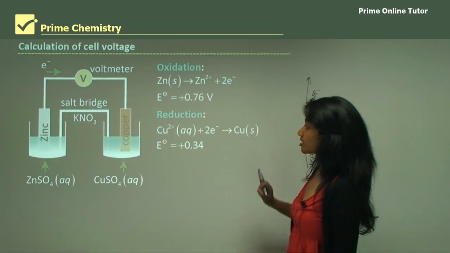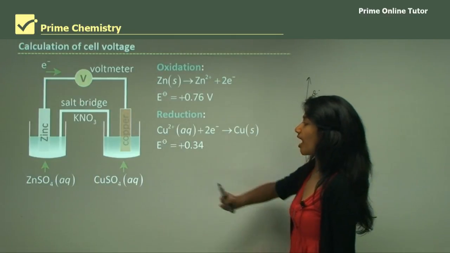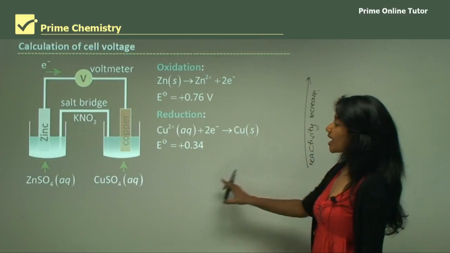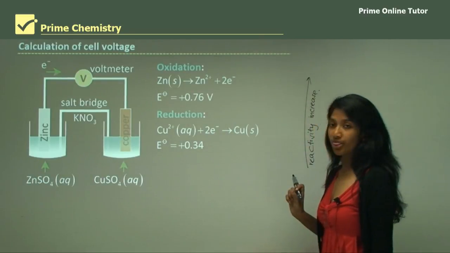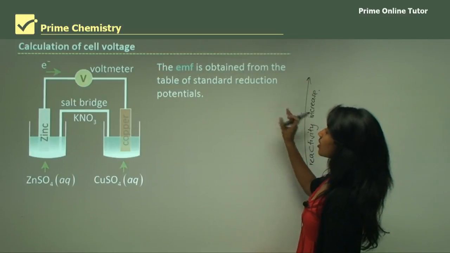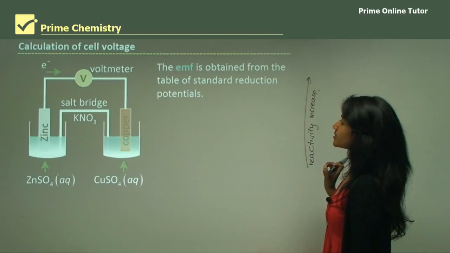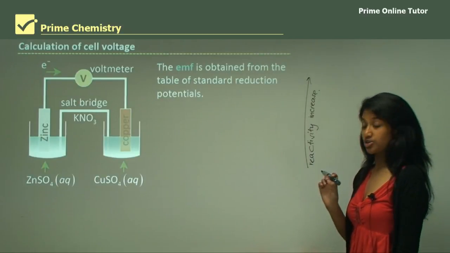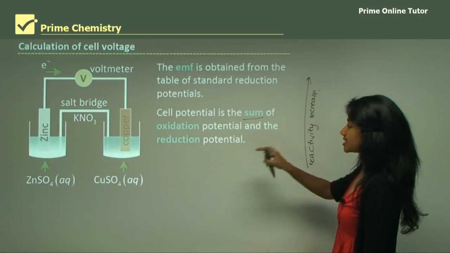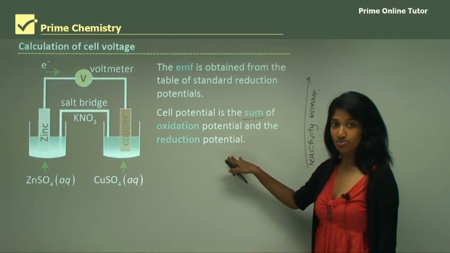And here we have reduction, which is copper ions gaining 2 electrons to form copper, and the EMF is 0.34 volts. The EMF is obtained from the table of standard reduction potentials, as I mentioned before. Cell potential is a sum of the oxidation potential and the reduction potential.